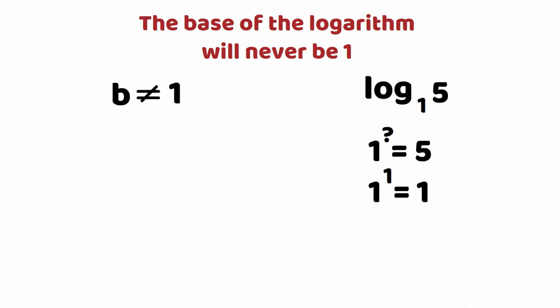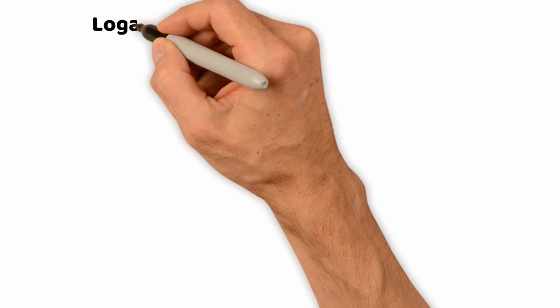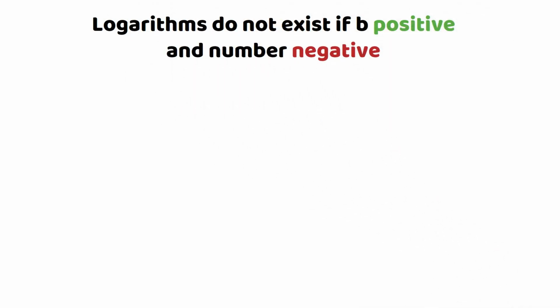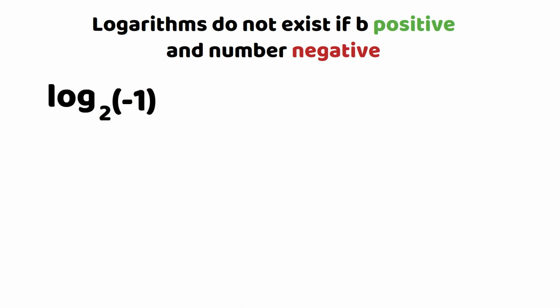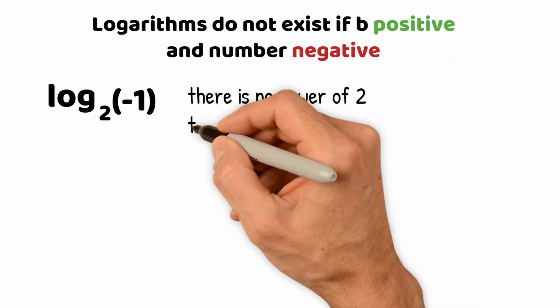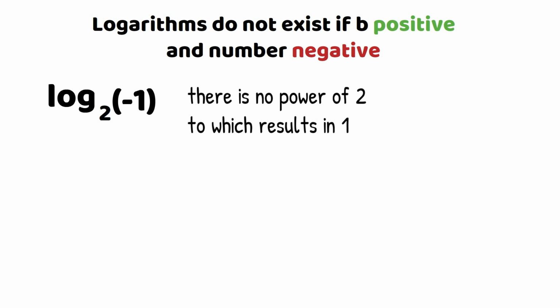Since 1 to the anything is 1, there's no way to get 5. Logarithms also don't exist if the base is positive and the number is negative. For example, the logarithm of negative 1 with a base of 2 is impossible. There's no way to raise a positive number to a power and get a negative number in response. If they're both negative, it can exist.